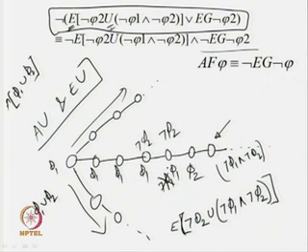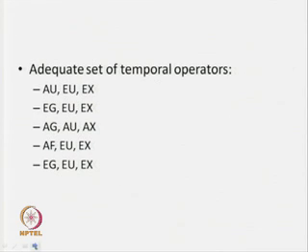So, since we have this particular equivalence between these two operators, what will happen? Now, we can get some other adequate sets of operators. What are these? Other adequate sets of temporal operators, or initial operators, we are going to get different sets. The first one we have already seen: AU, EU and EX. Now, what are the other things?